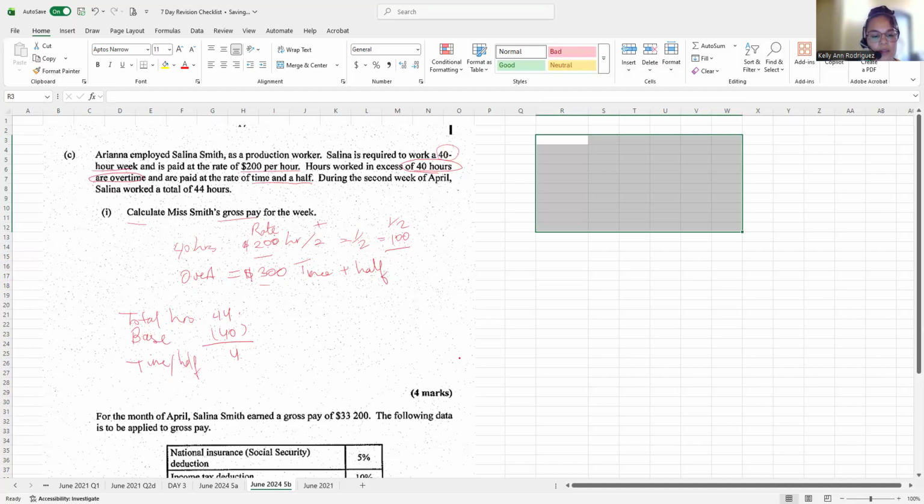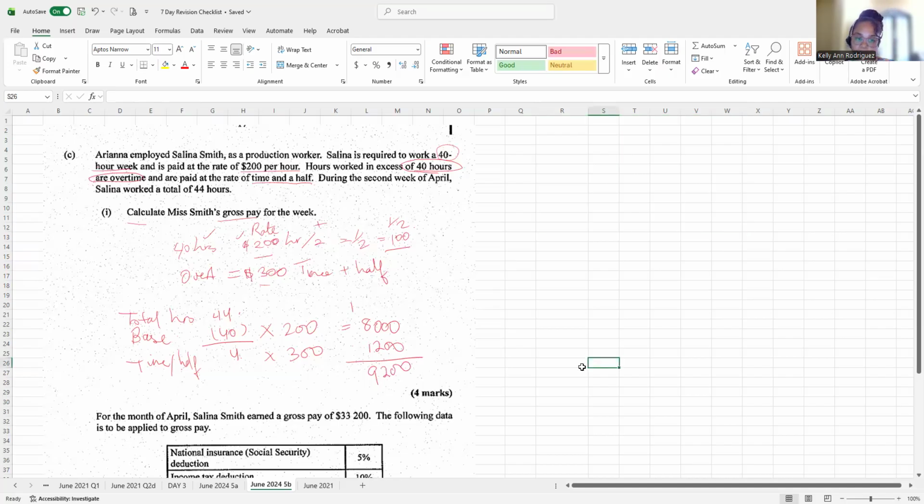So her total salary, her gross salary, will be the base pay plus the time and a half. So 40 is the hours multiplied by the base rate, which is 200. So 40 multiplied by 200 will give you your base salary. And then 4 multiplied by 300, which is the overtime rate, will give her the additional. So 4 twos are 8, that's 800. That's 8,000, right? And 4 threes are 12. 8 and 1 is 9, 9,200.